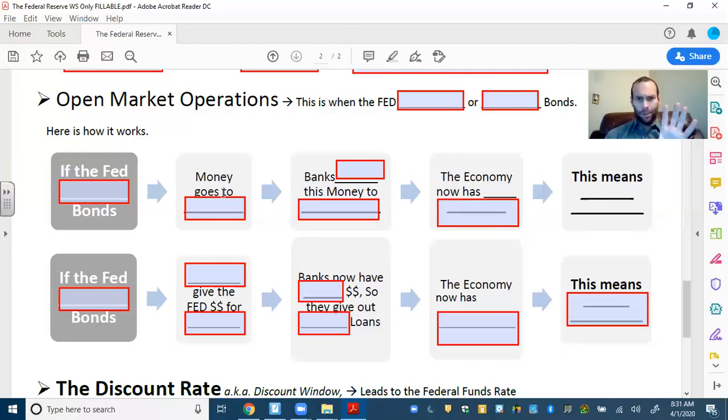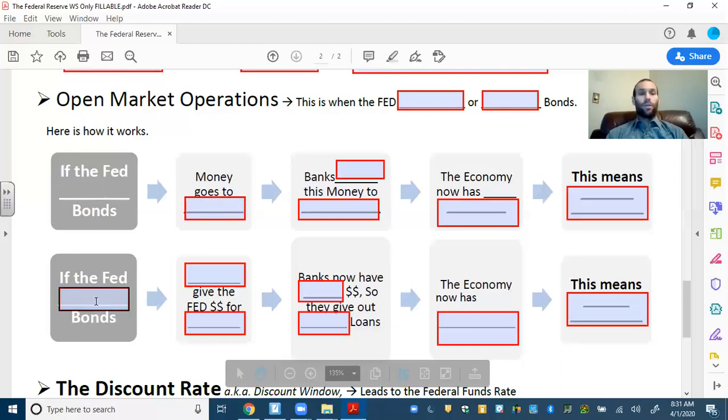So one thing to remember, if the Fed buys bonds, it'll always, through this path that you do need to know, that means money goes to banks. Banks loan this money to consumers and households or borrowers. This means the economy now has more money, because if I get a loan as a household myself, I'm going to spend that money and buy stuff. And so this means there would be more inflation because more things are getting bought. So that's what happens if the Fed buys bonds.